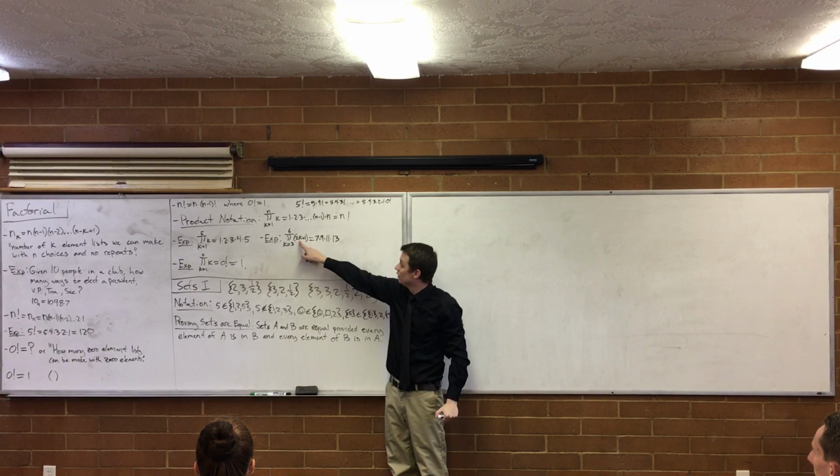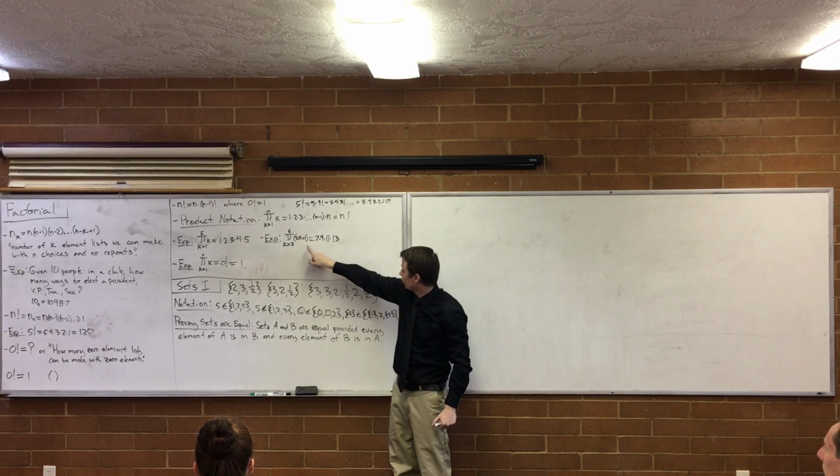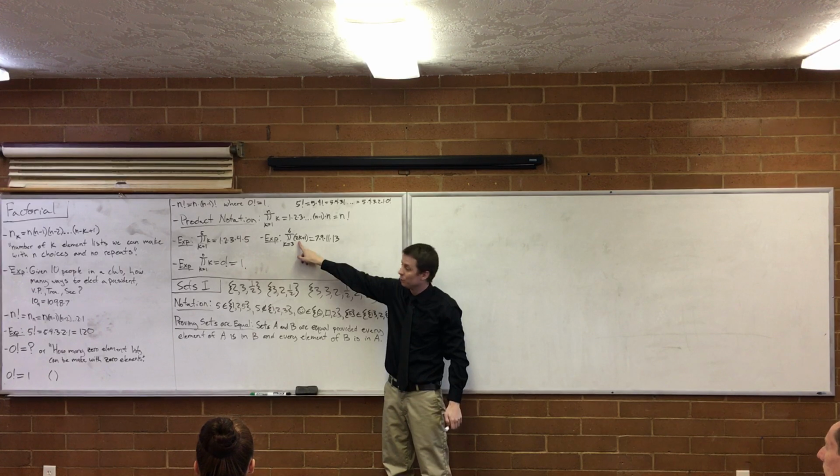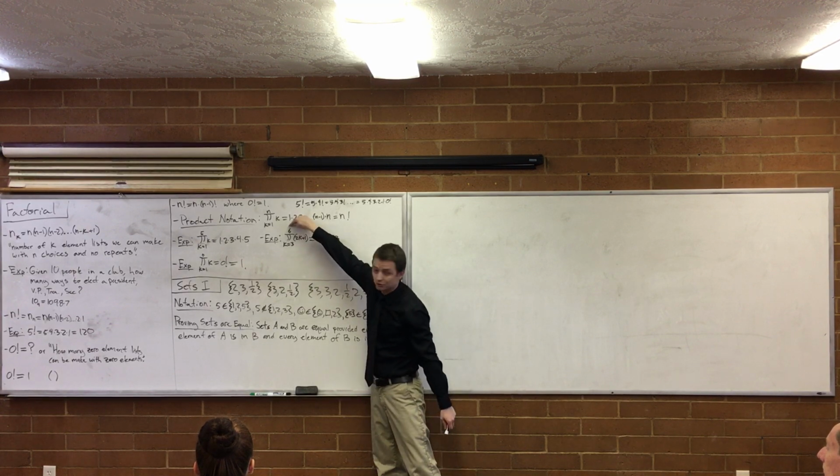6, 7. 2 times 3 plus 1 is 7, right? So we get 7. Now plug in 4 for k, what do I get? 9. Plug in 5 for k, what do I get? 11. Plug in 6 for k, what do I get? 13. And then stop, because this tells me where to stop.